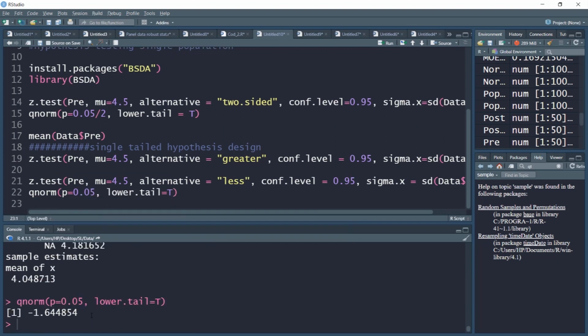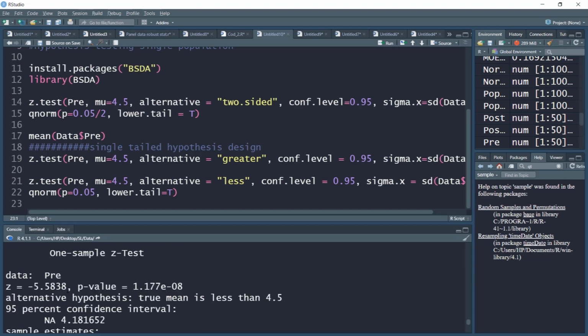And the statistic here is minus 1.64, which is much less as compared to this Z value, which clearly indicates that we can reject the null and say that true mean is indeed less than 4.5. So we will reject the null, or in other words, we can also say that we will accept the alternative. And now that we have rejected the null, we can say that the mean is less than 4.5 with 95% confidence or 5% significance level.